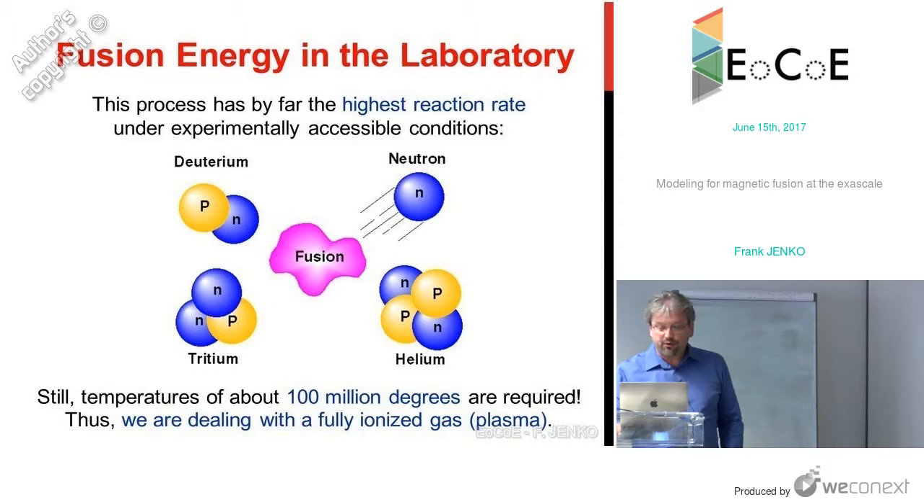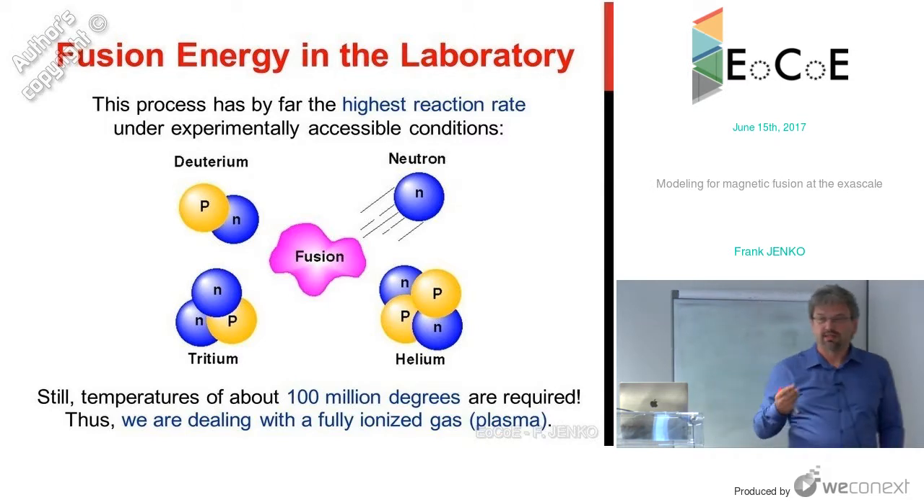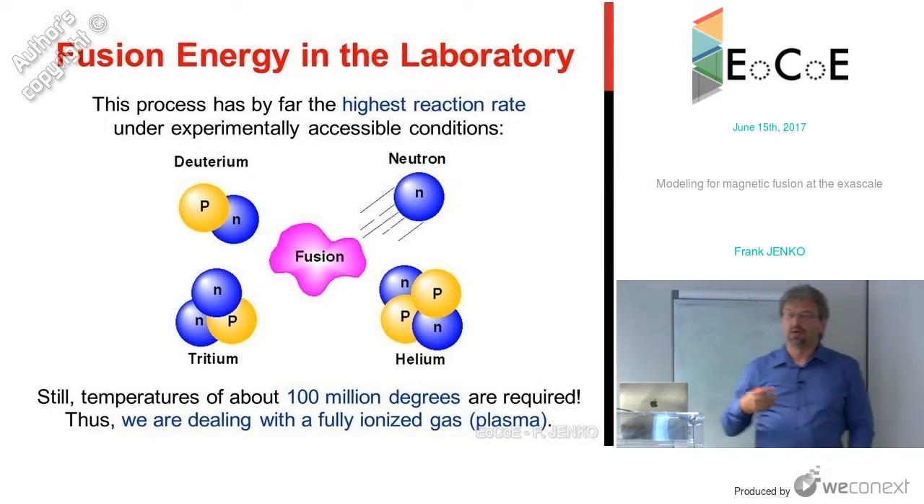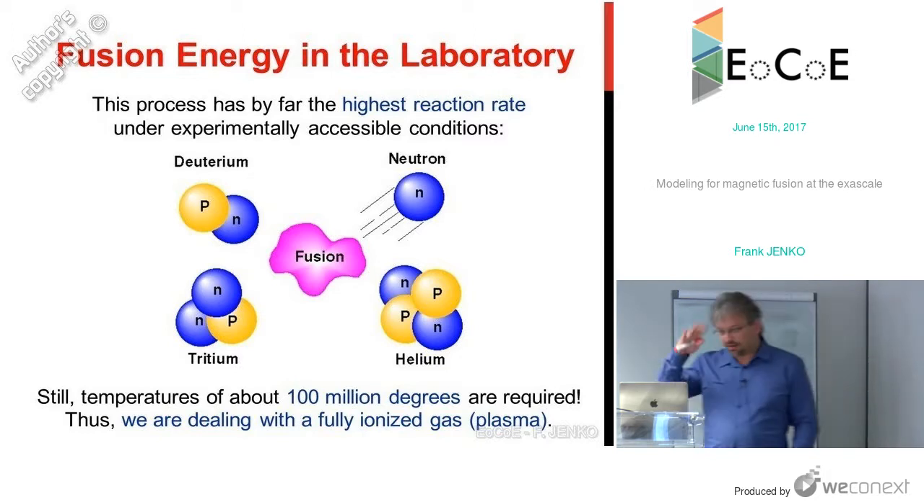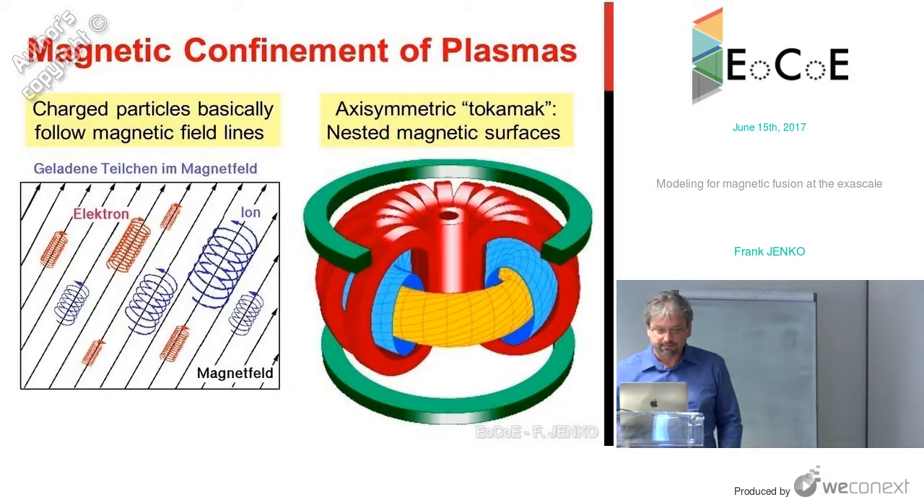We are dealing with a fully ionized gas, which we call a plasma. And actually, most of the visible universe is in a plasma state, 99-point-something percent. So we consider it on Earth to be an exotic state of matter, but really, on the big scale of things, it's a very natural state of matter.